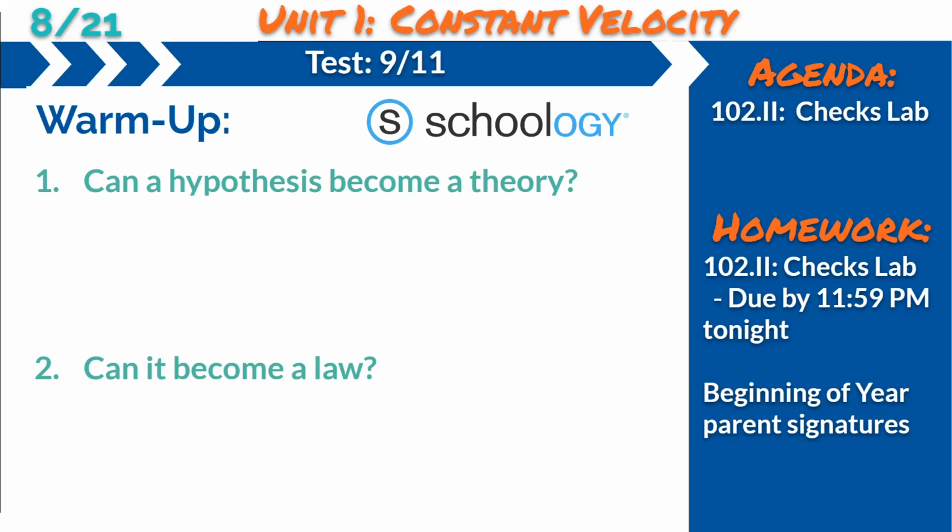Hopefully you completed last night's homework, which was 102.1, identifying variables problem set. If you forgot, make yourself a note. You can still turn it in for late credit, but that's better than no credit. So again, make sure that you make yourself a note. The checks lab, if you don't finish it today, will be homework. It is due by 11:59 p.m.